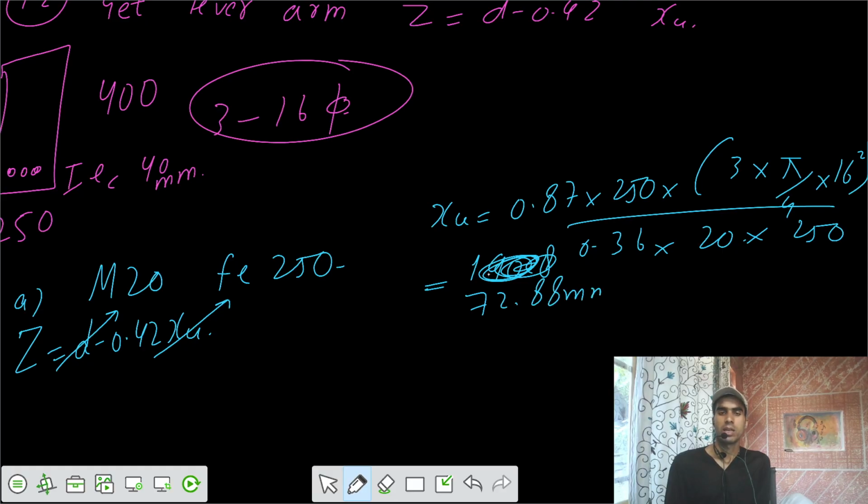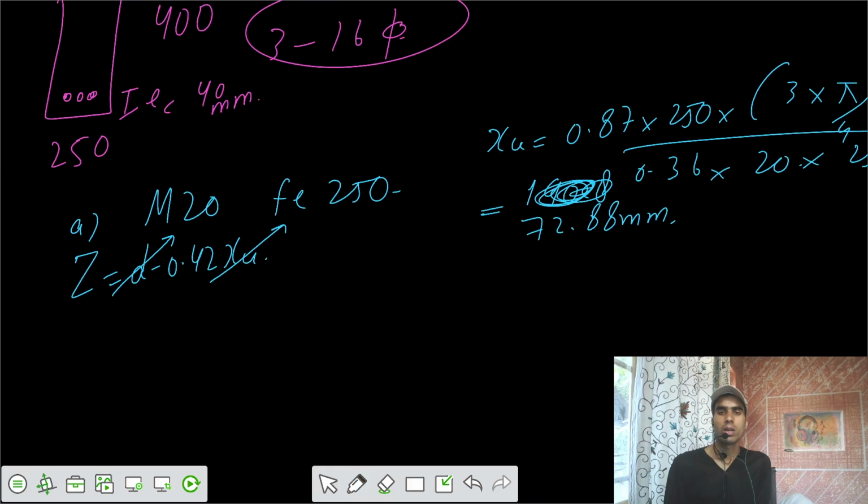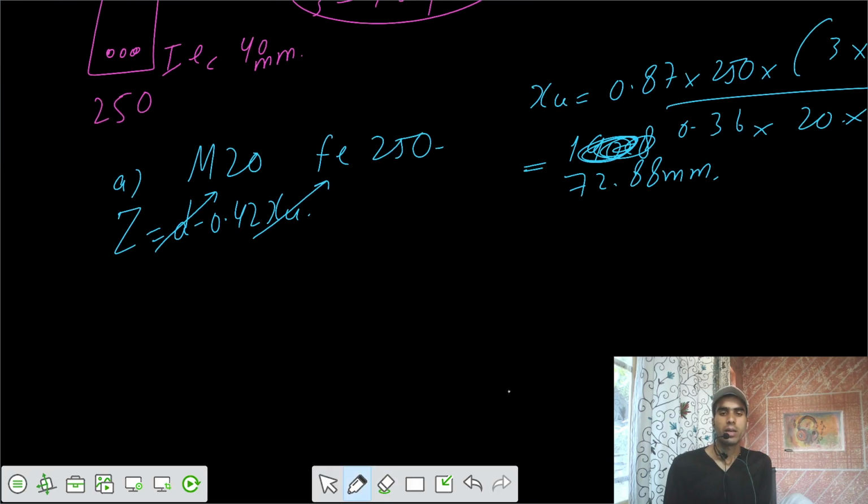Now we need to see whether our lever arm should correspond to limiting XU or to XU, because we always prefer an under reinforced section. So I should check what the limiting condition is also.